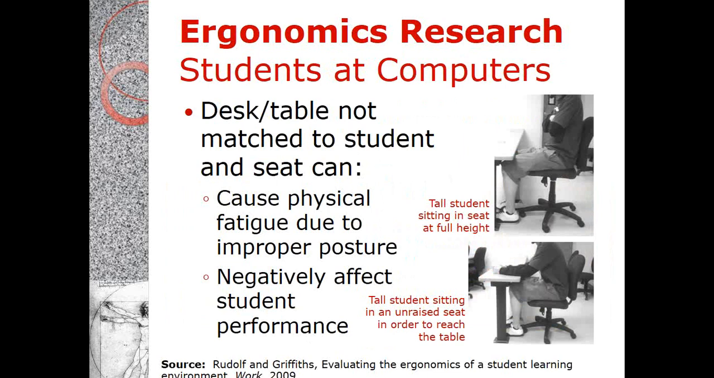Some of the research done in this area had found that many of the combinations of students of different sizes working at desks and at different tables were not well matched. And so this is an example of another study that really looked at a tall student who couldn't really adjust the desks and the tables to be either comfortable to sit in or to be able to work effectively at a table. And so these types of mismatches between the students and their sizes and the sizes of the furniture can really have an impact on fatigue due to postures that aren't as favorable as they could be. And because of that, it could translate to, as these researchers found, some more negative performance in terms of student grades or learning and those types of outcomes.